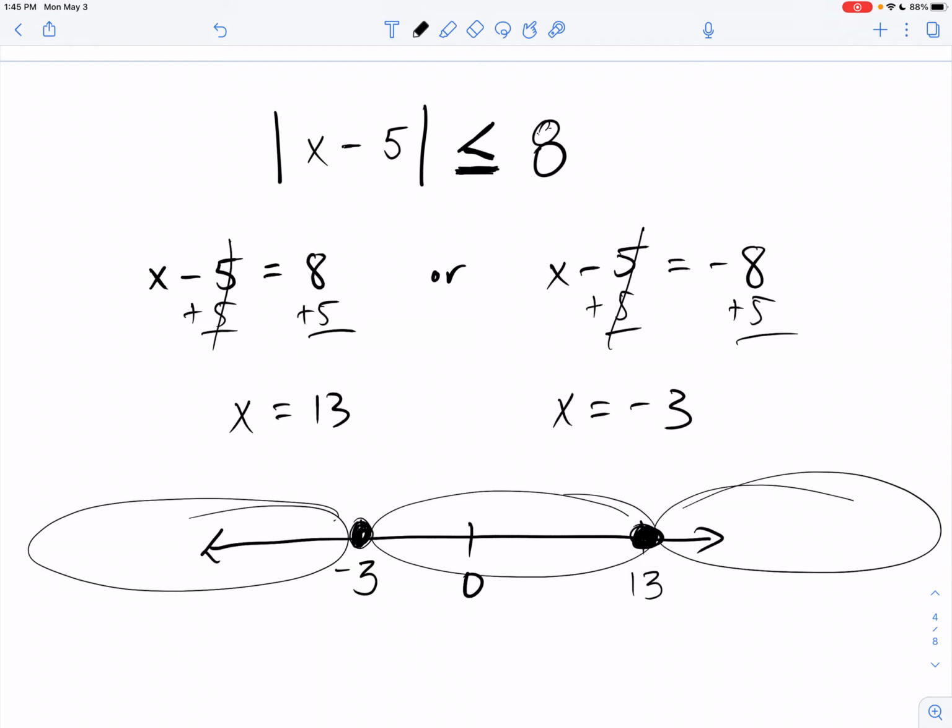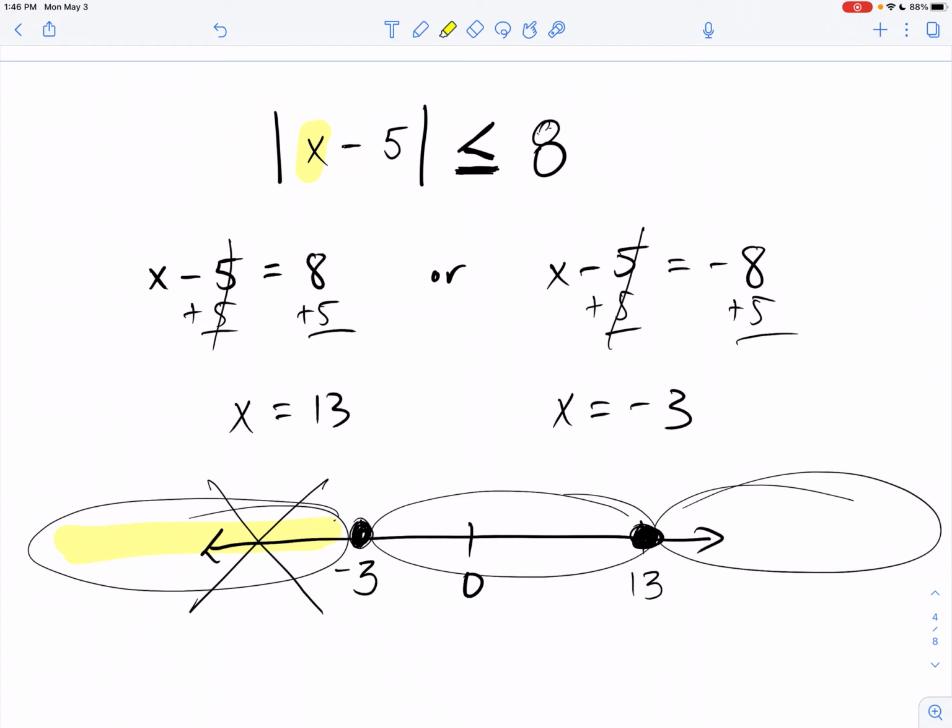Let's take a look. If I pick any number in this zone right here, how about the number negative 10? I know negative 10's in that zone. It's way less than negative 3. And if I were to plug it in here, negative 10 minus 5 more is negative 15. But what's the absolute value of negative 15? It's regular 15. And that would definitely not be less than or equal to 8.